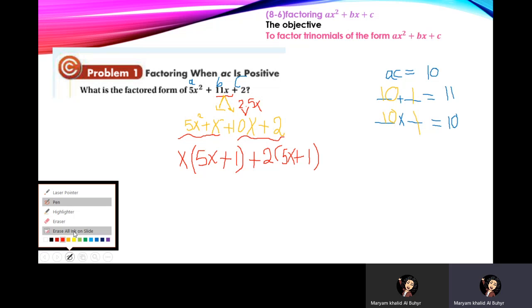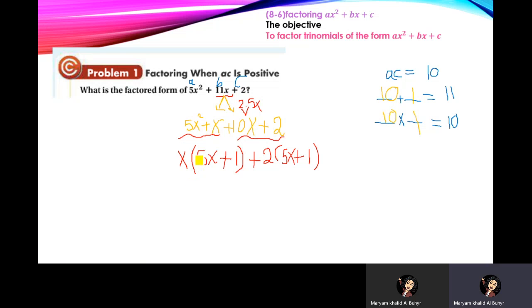Why do I need this? Let me tell you why. Now I have this exactly the same as this one. Can I take it outside? Yes, I can take it outside. So let me write this down. I will change it into (5x plus 1), and the remaining from this one, in parentheses, is (x plus 2). Try to practice this. Done.